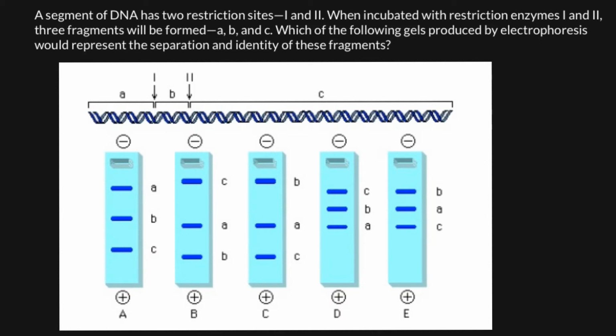Now, if you would take a look at this double-stranded DNA, you would see that when two restriction enzymes would cut this fragment of the DNA, we are going to get DNA fragments of three different sizes. Fragment C would be biggest and heaviest, and that means that this fragment would travel the shortest distance.